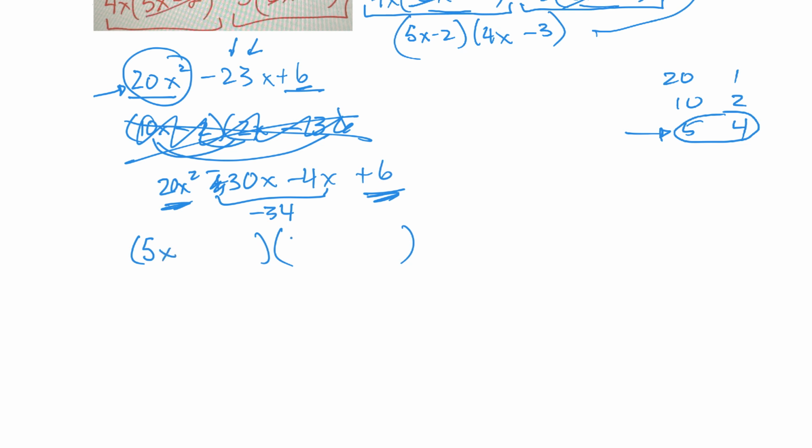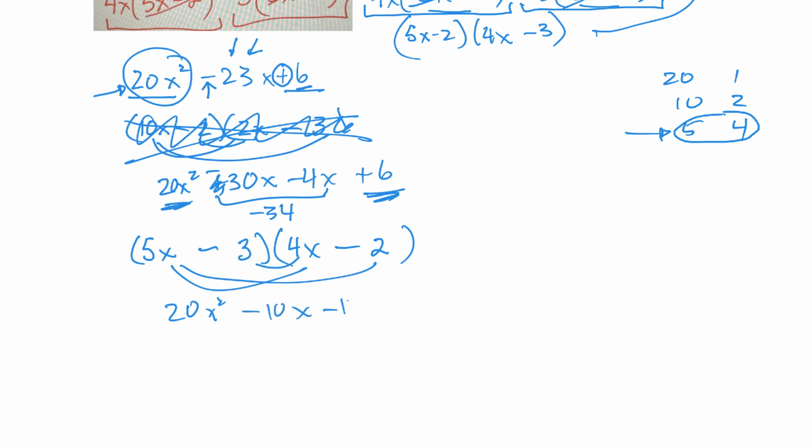So 5x and a 4x. And then the 6 splits into 3 and 2. So 3 and 2. And because this sign is positive, I know both signs have to be the same. And because this sign's negative, they both have to be negative. So then I try that. So 20x squared minus 10x minus 12x plus 6. Again, I know I get the first and last term right. The middle one, I got wrong.